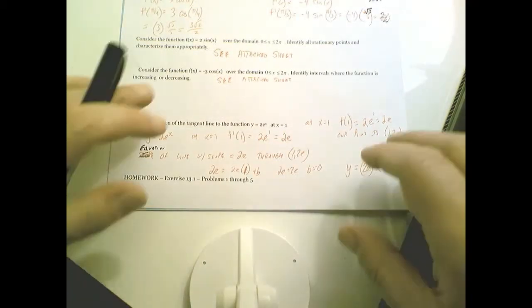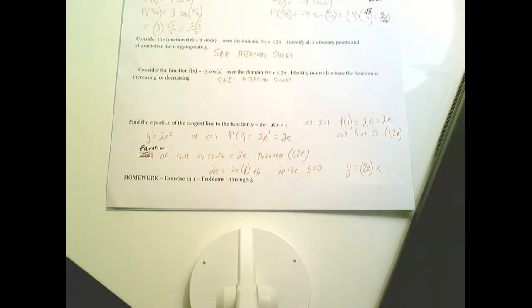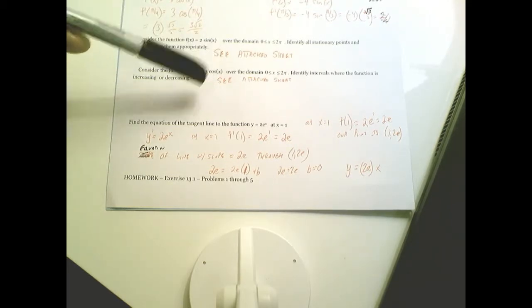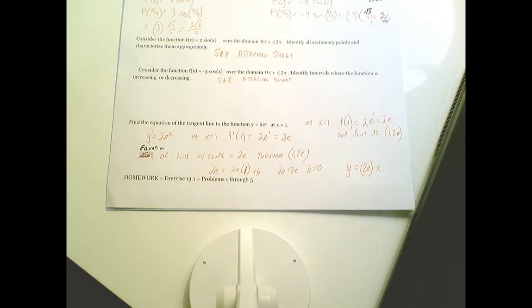So one more piece of legwork to do, and we're going to do this on the next couple pages. Take a look at the function f of x equals 2 sine x. We're also going to take a look at the function f of x equals negative 3 cosine x. We're going to go ahead and try to derive the stationary points, identify some max and mins.